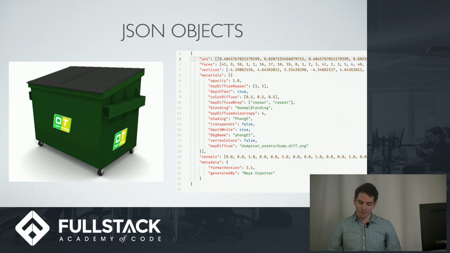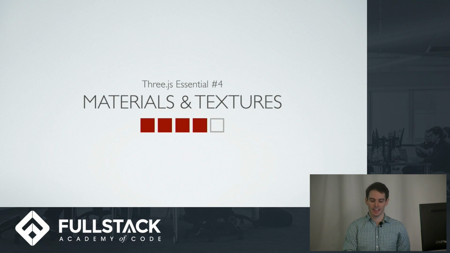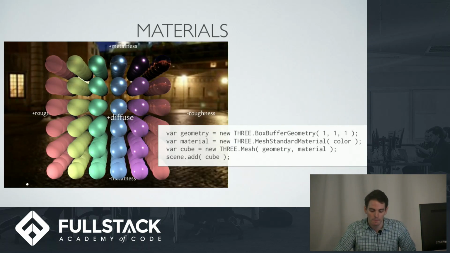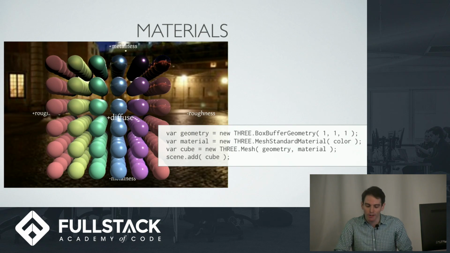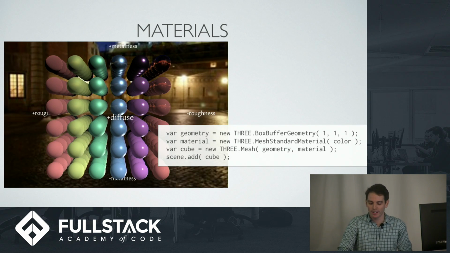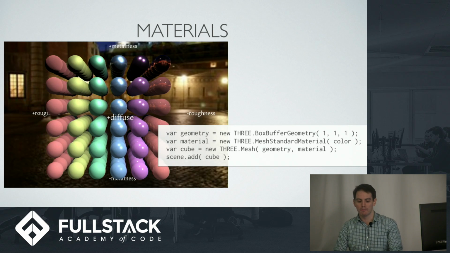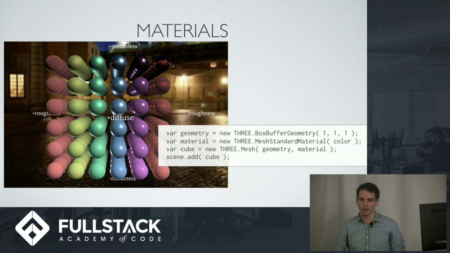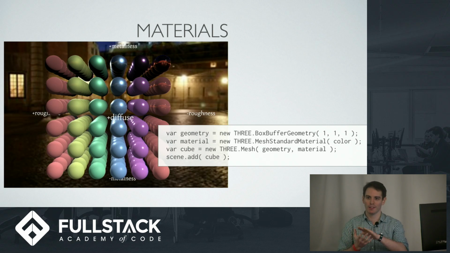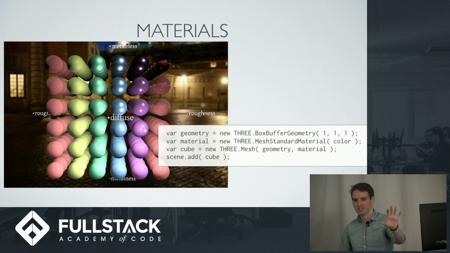Cool, so now that our geometry is set up, we can start to move on to essential number 4, materials and textures. Materials are what determine the color of the geometry and how light interacts with it. When materials are combined with the geometry, that object is now called a mesh. So the two of them together are a mesh. When it's just a shape, it's a geometry.